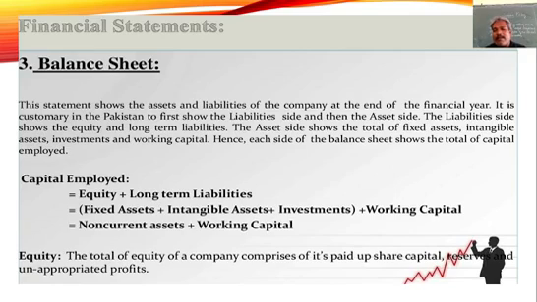Hence, each side of the balance sheet shows the total of capital employed. What is capital employed? Equity plus long-term liabilities, or fixed assets plus intangible assets plus investments plus working capital, or non-current assets plus working capital. These are all the formulas used for capital employed. Equity: the total equity of a company comprises its paid up capital, reserves and surplus, and unappropriated profits. That is called shareholders' funds or shareholders' net worth.